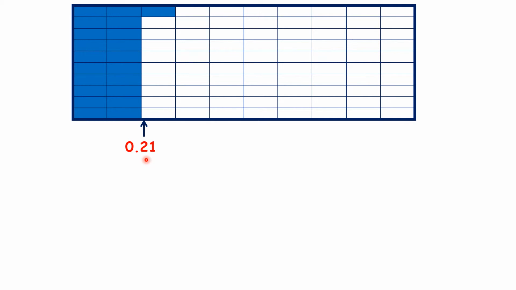Now we have 21 hundredths, so we have 1/100th more than 2/10. But we'll need another 9 hundredths to get to 3/10. So we have 30 hundredths, which is the same as 3/10. So we usually write 0.3 rather than 0.30.